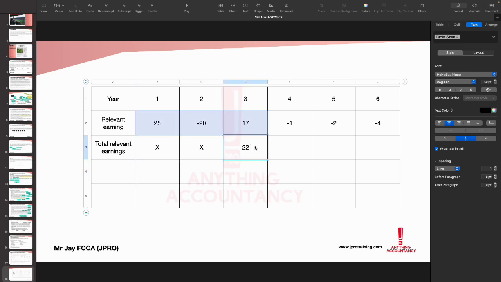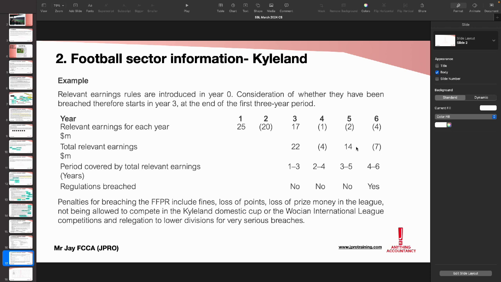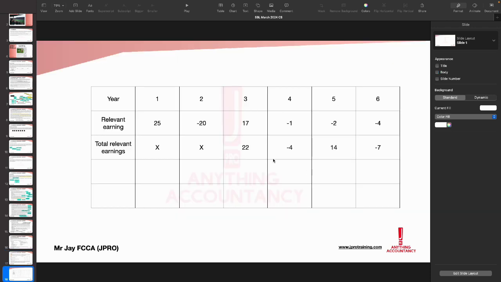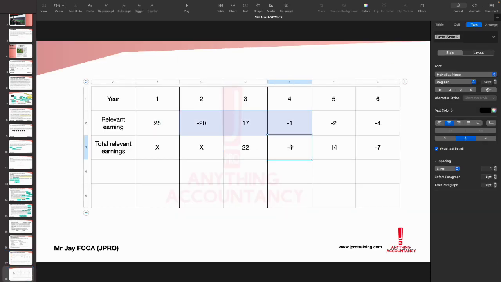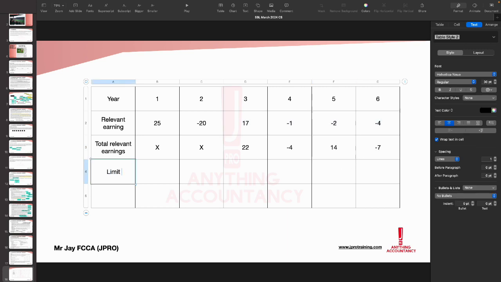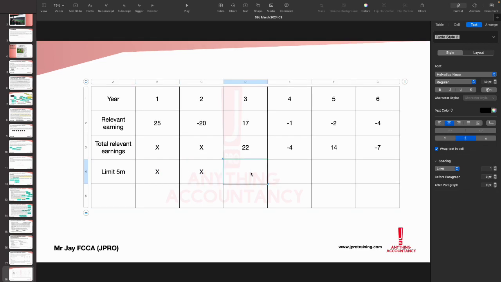Then you go something like this. Can you see this? This is how it goes. It should be something like this. So you should get 4, 14, and 17, because the numbers are always backtracking by 3 years. Got it? So in this case, of course, the limit is 5 million, and this one is not relevant.